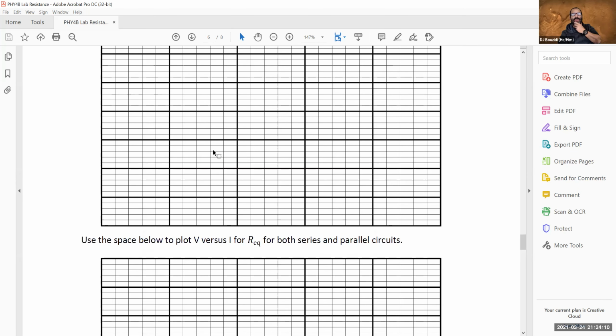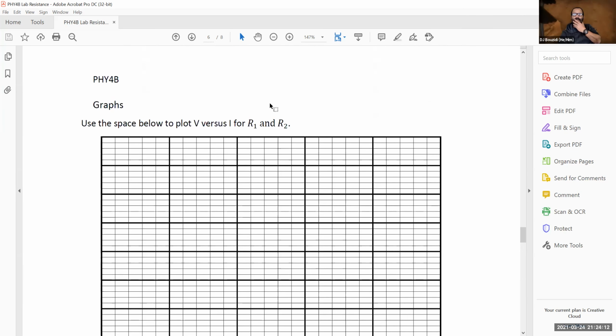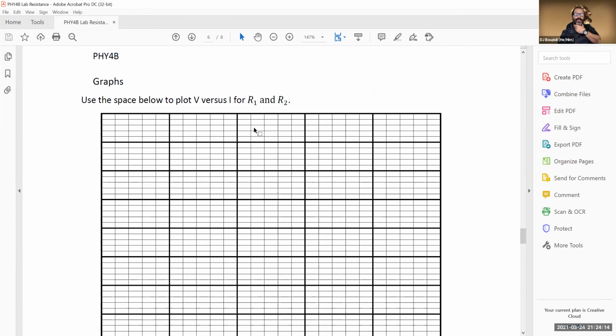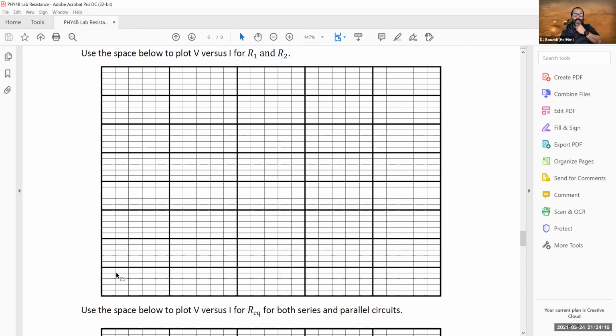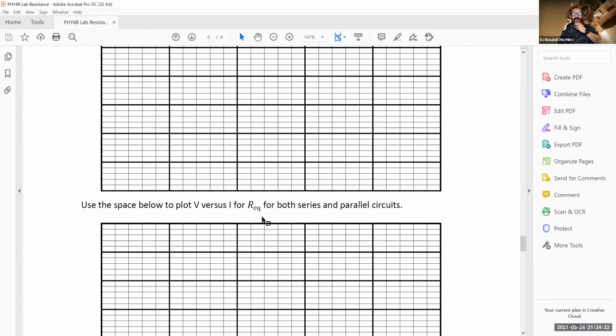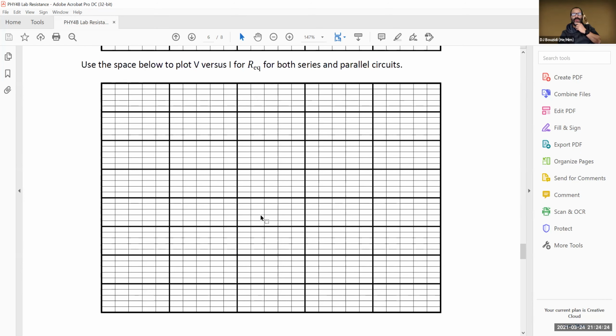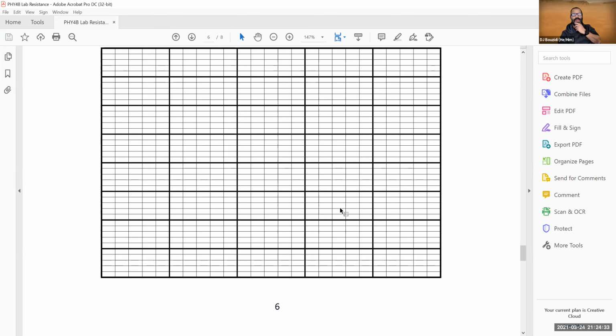So now, excuse me, this is 2 graphs in one. So this is V, this is I. One graph is for R1 and one graph for R2, 2 graphs. And this is also 2 graphs in one, okay? For both series, so there will be an R for series and another one for parallel. So there will be 2 graphs in here, okay?